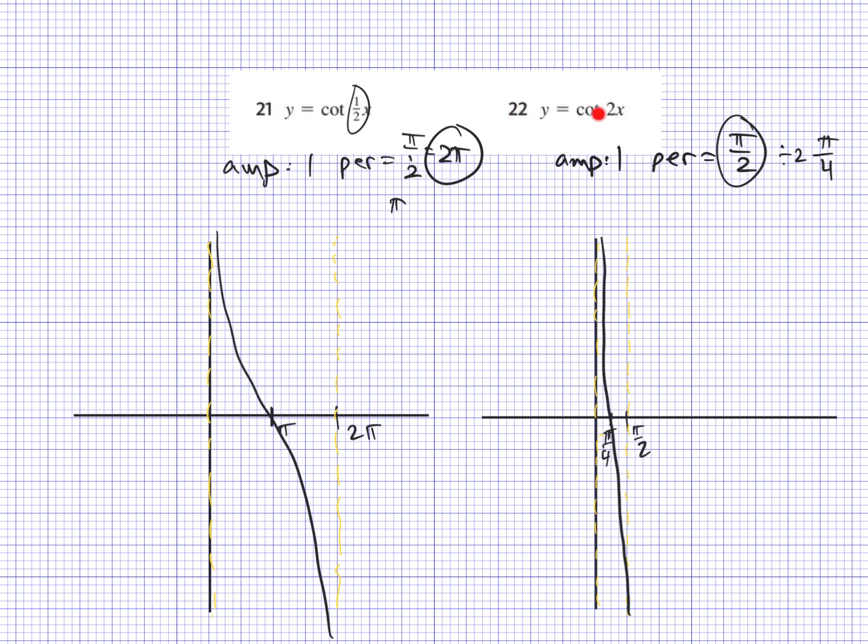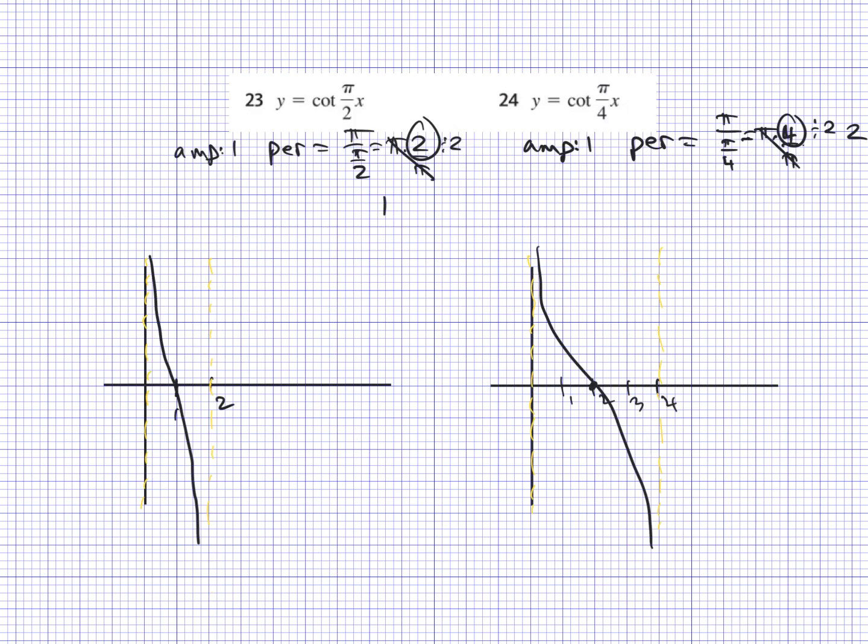Now we go to number 22. Amplitude is still 1. And we're not shifting, so our asymptote is at 0. And our period is pi over 2. And then we divide that into 2, that's pi over 4. So from 0, we go to pi over 4. Another pi over 4 gets us to pi over 2. Very thin. Now 23.